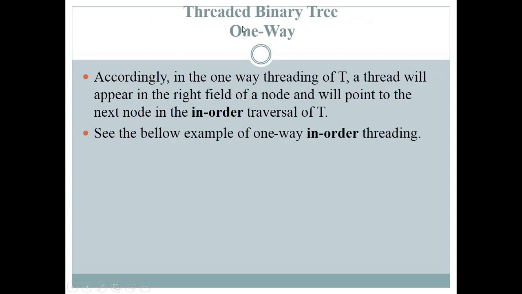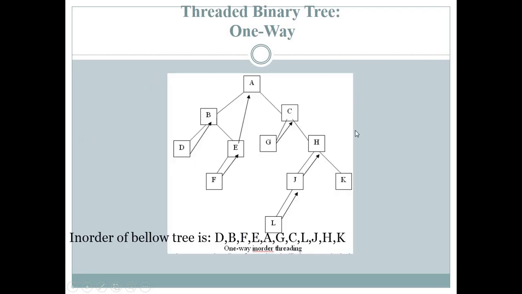Now let's see the one-way threaded binary tree. In the one-way threading of T, a thread will appear in the right field of a node and will point to the next node in the in order traversal of the tree. Here we are concerned with only the right field of a node. We are not concerned with the left field. For that we need knowledge about in order traversal. So this is an example of a one-way threaded binary tree.